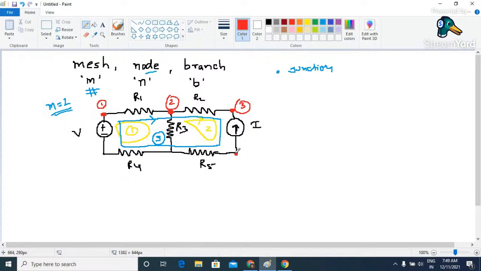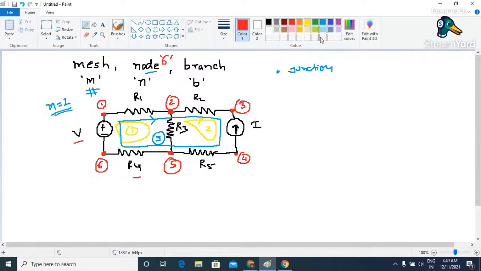In the same way, this is going to be the fourth node. Why? Because it is a combination of R5 followed by current source I. So this will be the fourth node. And here we have the fifth node, which is a combination of R3, R4 and R5. And then here we have the sixth one, which is a combination of voltage source V followed by resistor R4. So this is going to be the sixth node. So in this circuit, we have a total of 6 nodes, which is very important. 1, 2, 3, 4, 5, 6.